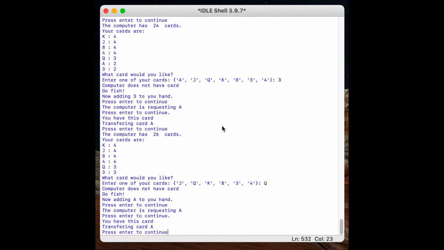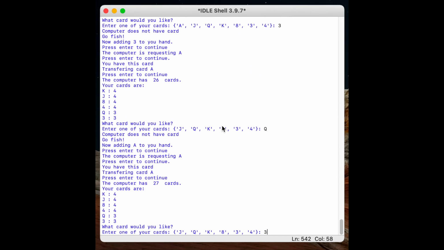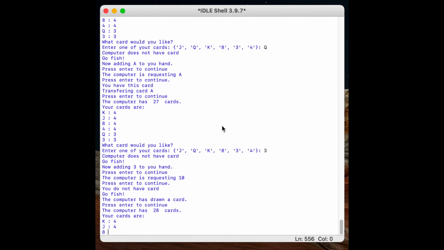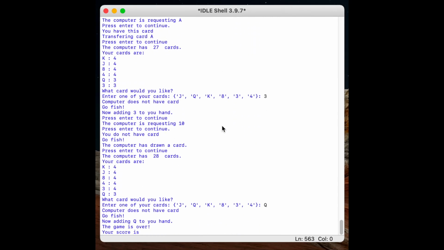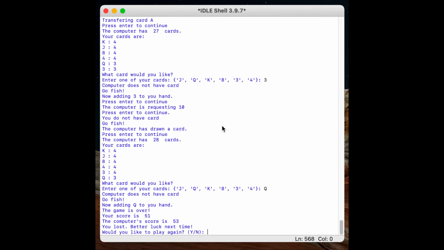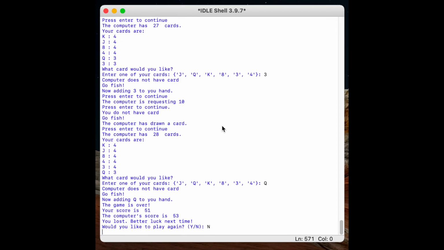Okay, so the game is just about over. You can tell when the computer requests things that you just got, and I think it's just about to end here. So you can see that we lost, which I think is a sign that our algorithm, even though we're just randomly selecting potential cards, is not bad. The one thing we're missing here is a farewell message.